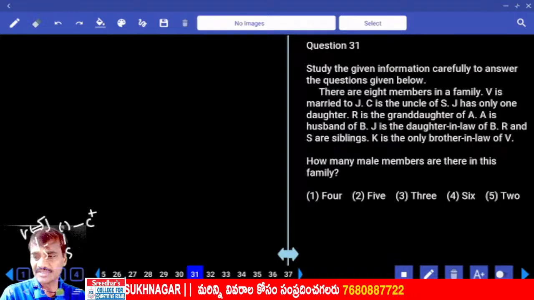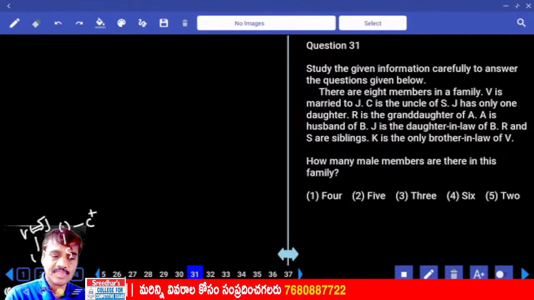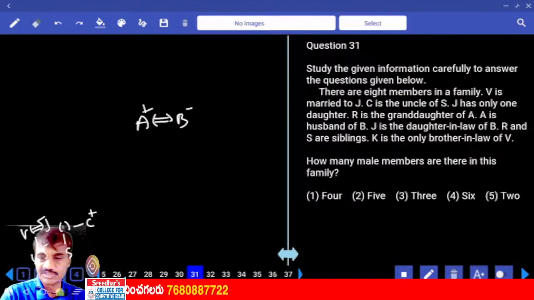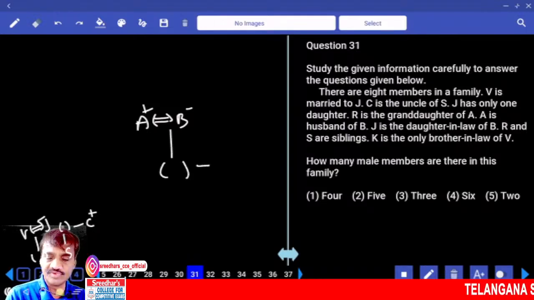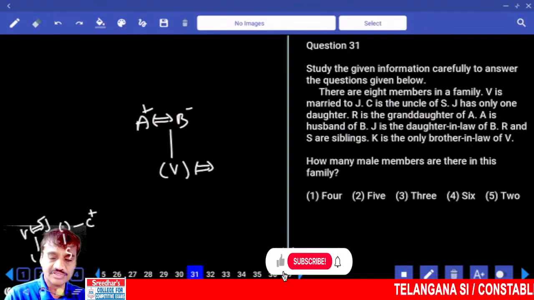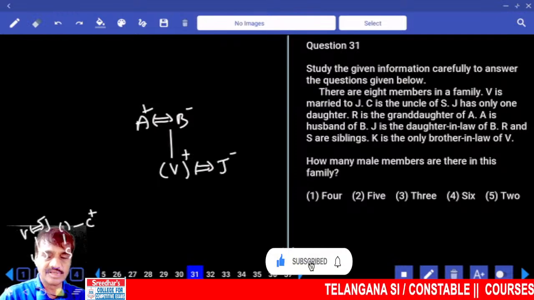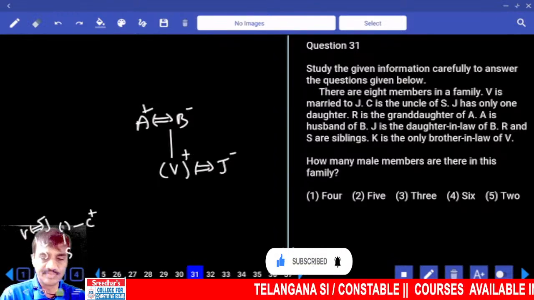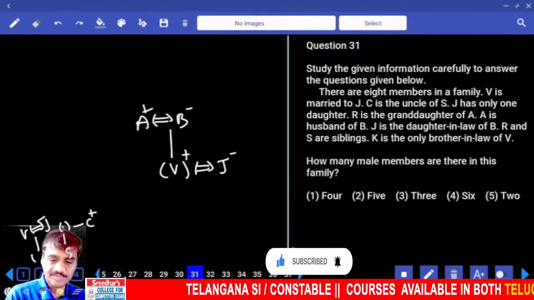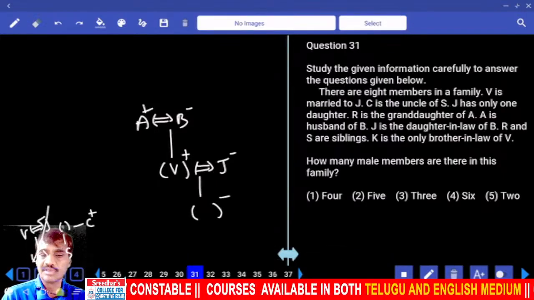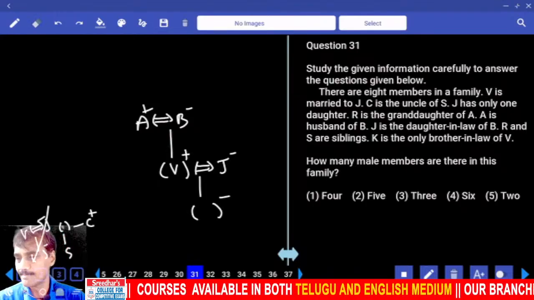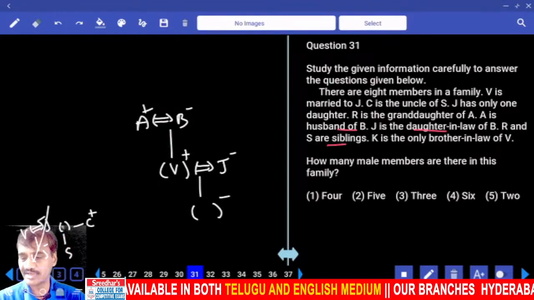Then R is the granddaughter of A, who is the husband of B. Now A is the husband of B, A and B are married to each other. Clear? And J is the daughter-in-law of B. Now J is the daughter-in-law of B means son's wife is J. Then who is the son? V is the son, because V and J are married to each other. V is having one daughter. We are done with this information. And S is having an uncle as well. R and S are siblings.